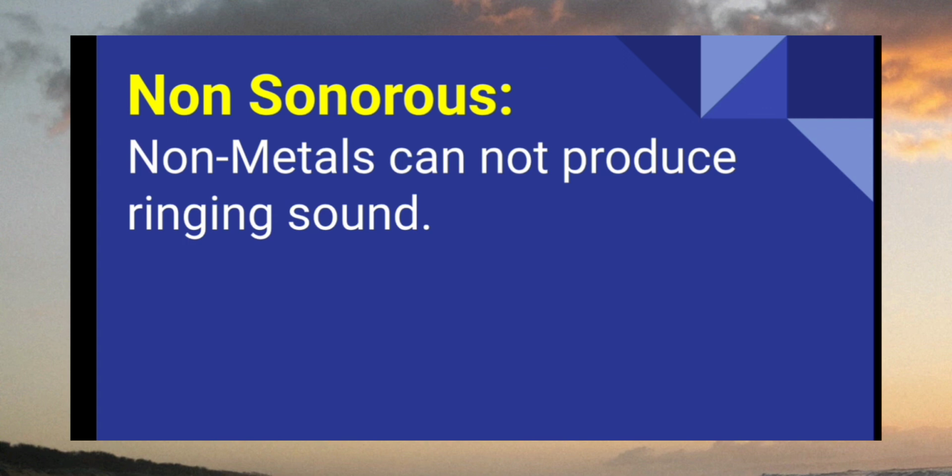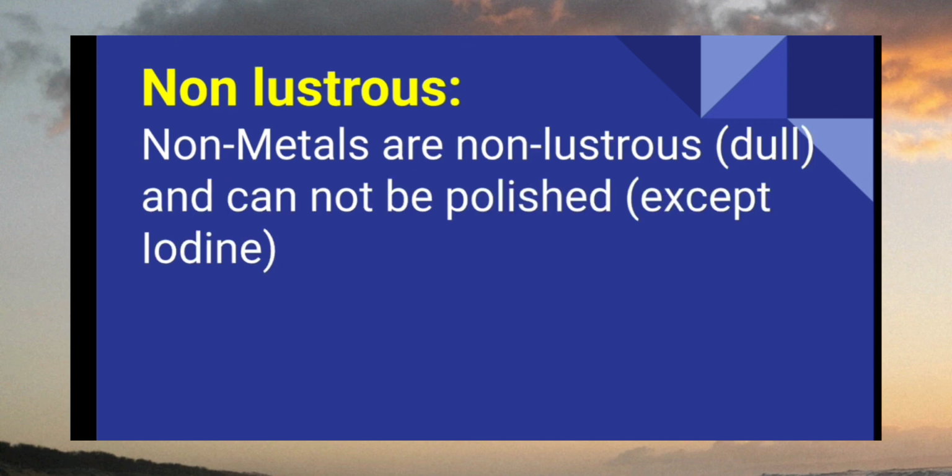Then next is non-sonorous, meaning non-metals cannot produce a ringing sound like a metal. They do not have such a property. Then next is non-lustrous. Non-metals are non-lustrous, meaning they are dull and cannot be polished, but the exception is iodine, because iodine is a semi-lustrous substance.